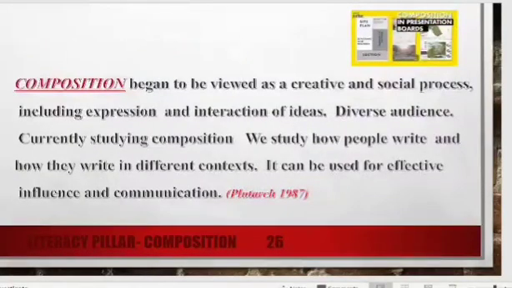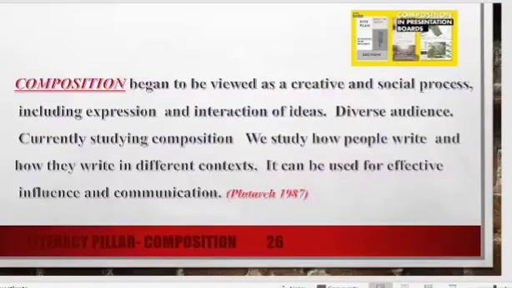Composition began to be viewed as a creative and social process, including expression and interaction of ideas. So here we're talking about how you plan something in order to write a composition, you have to exchange ideas. Put it into a plan, draft a plan before you attempt to write it. Then you can know which idea and which topic to choose and so on.